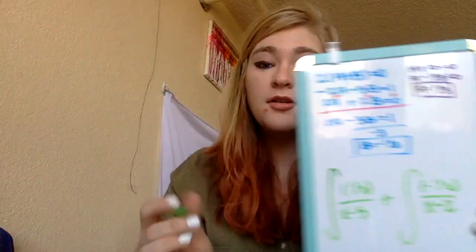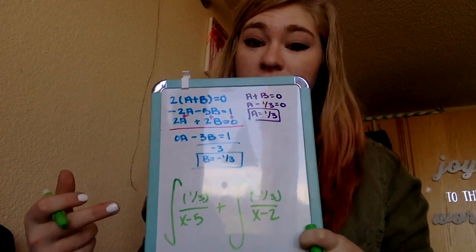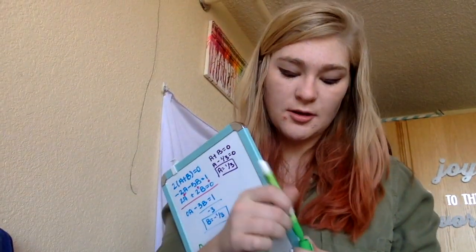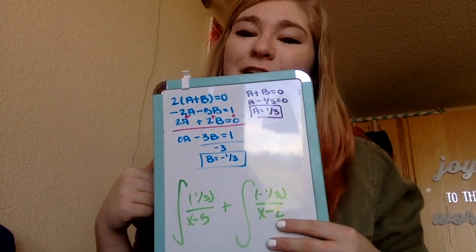So a equals 1/3, and then b equals negative 1/3. So then you can look at these integrals and you can solve for those integrals. They're going to be a lot easier to solve for. That, my friends, is integration by partial fractions.